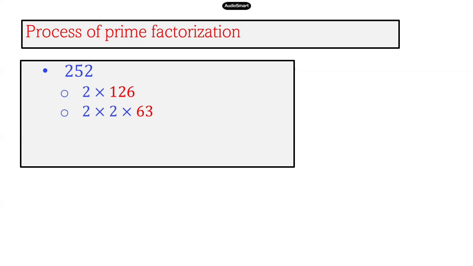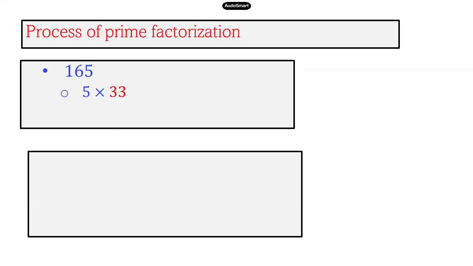Now 63 is divisible by 3. So we take 3, and then we get 3 multiply 21. Now 21, we know, is 3 multiply 7. So we got the prime factorization: 2 multiply 2 multiply 3 multiply 3 multiply 7. Next, take the example 165. 165 ends with 5, so it will be divisible by 5. Maybe it is also divisible by 3, but at first look you can say that it is divisible by 5. So we take 5, and we get 5 multiply 33. Now 33, can we factorize that? 3 multiply 11, and all are prime numbers, so we got the prime factorization.